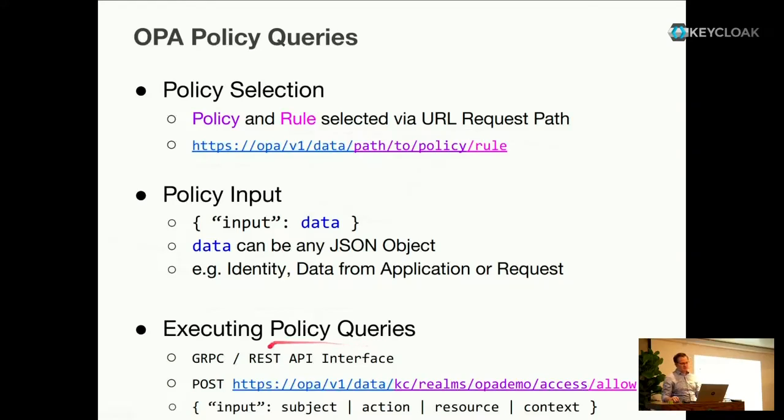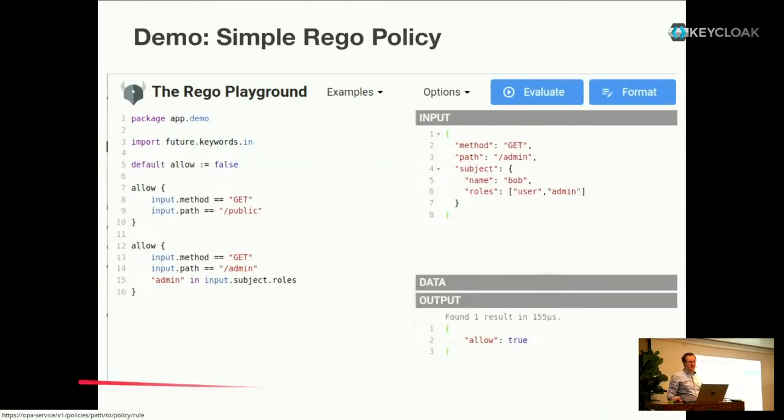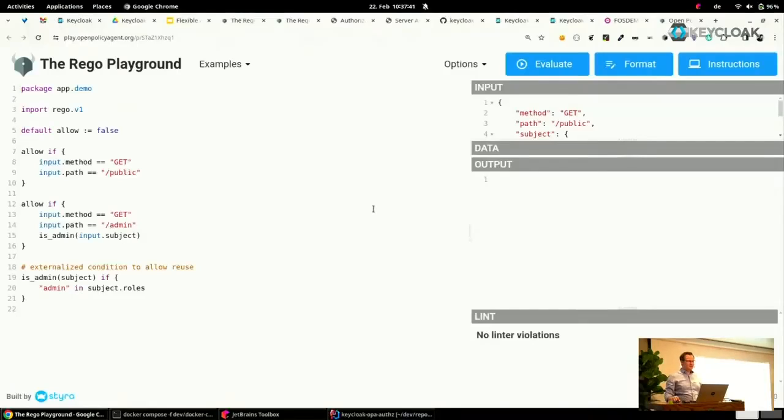Like in this case, we would send a POST request to a certain path that selects an access policy, in our case. And here we want to check for the rule allow. As input, we send the current subject, the current action, the current resource, like which client we want to access, and the context information, like which IP address we currently use and whatever. That stuff.